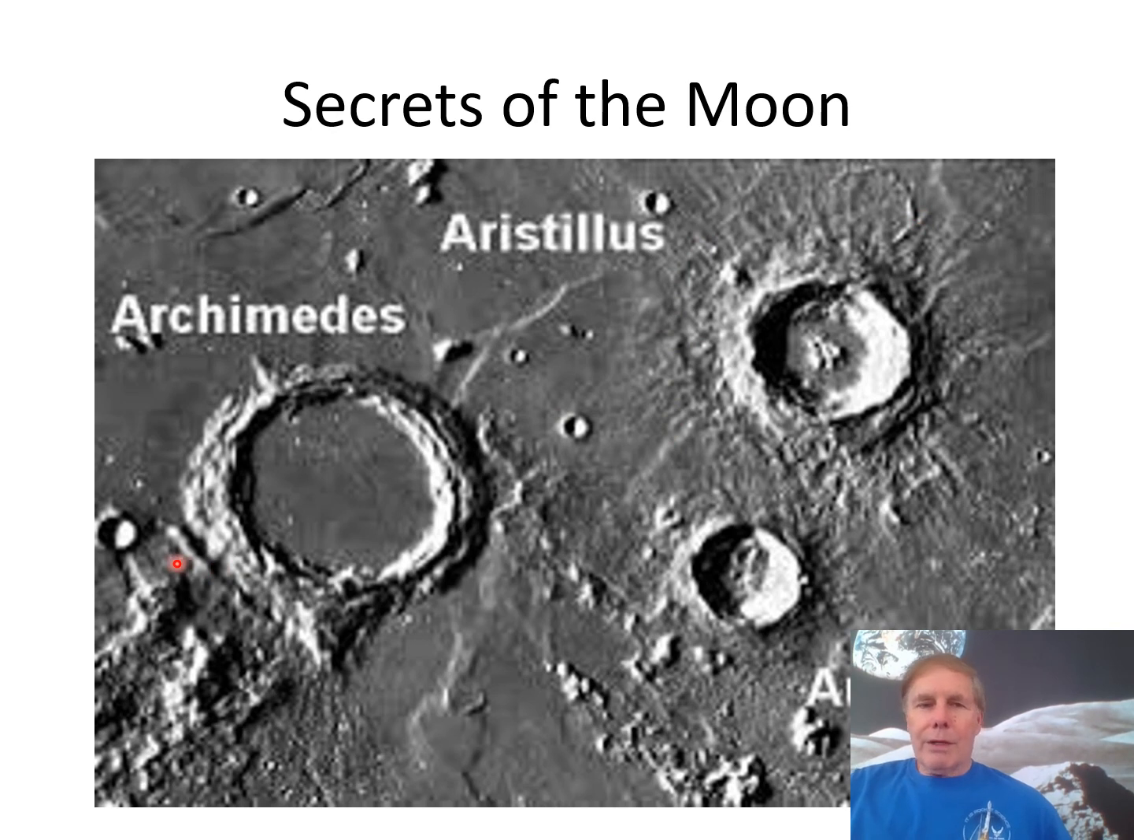So the sequence of events is clear. Archimedes' impact occurred, then the Mare material flowed across the surface also into Archimedes, and then after that episode was done, Aristillus formed on top of all of the Mare materials. That's the way this game is played sometimes when you're trying to come up with a lunar history.